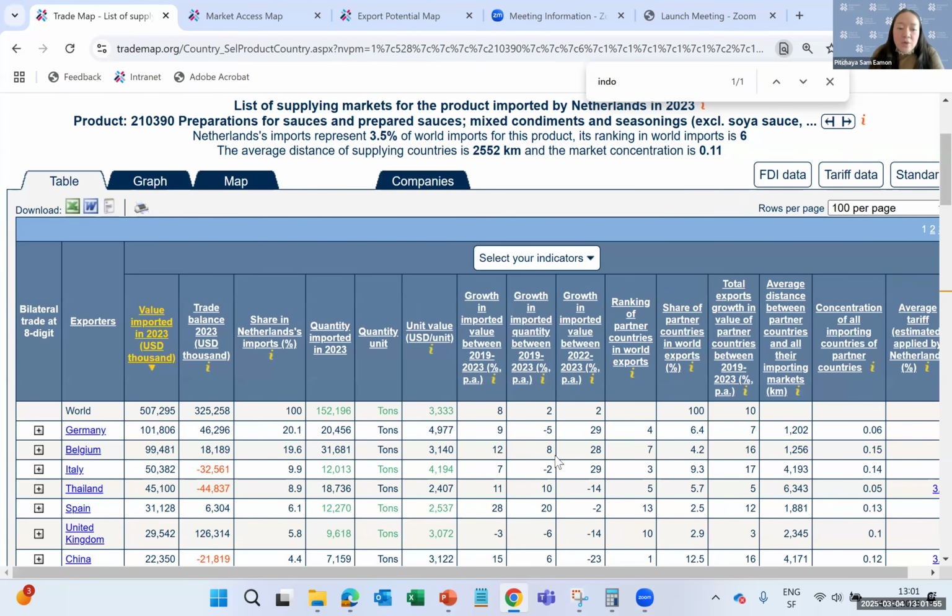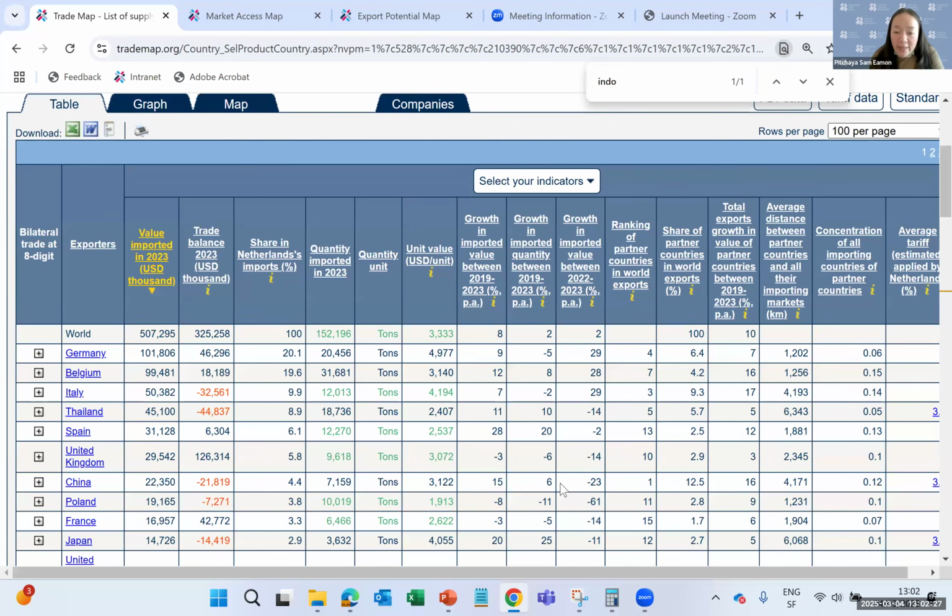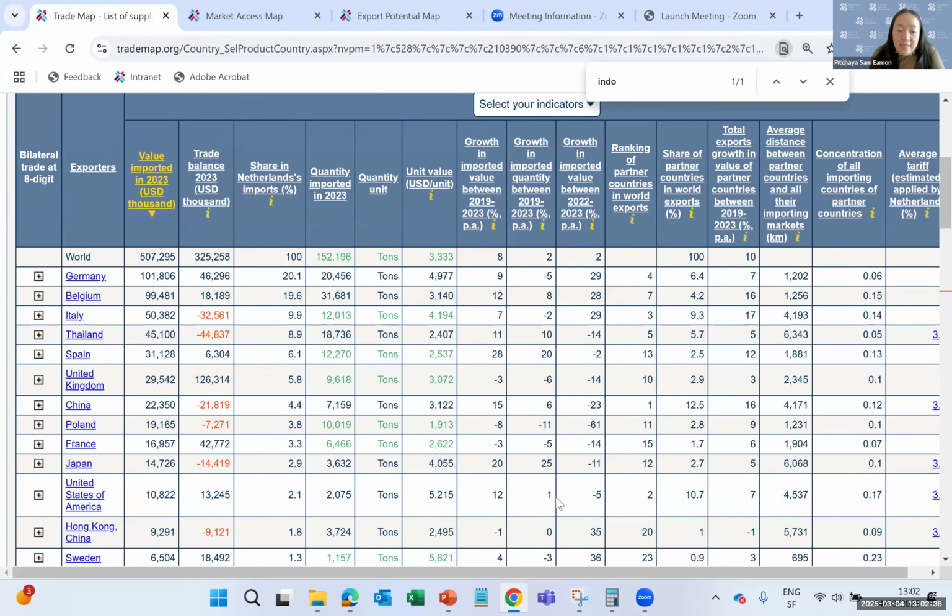Okay. You will see that the landscape is mostly dominated by European Union countries, with some exceptions from Asia like Thailand, China, and Japan. Netherlands is obviously quite used to buying from different countries around the world for this particular product. So it's a market with a myriad of suppliers that we have to compete with. It seems that one of the biggest competitors, of course, is from the European Union itself.